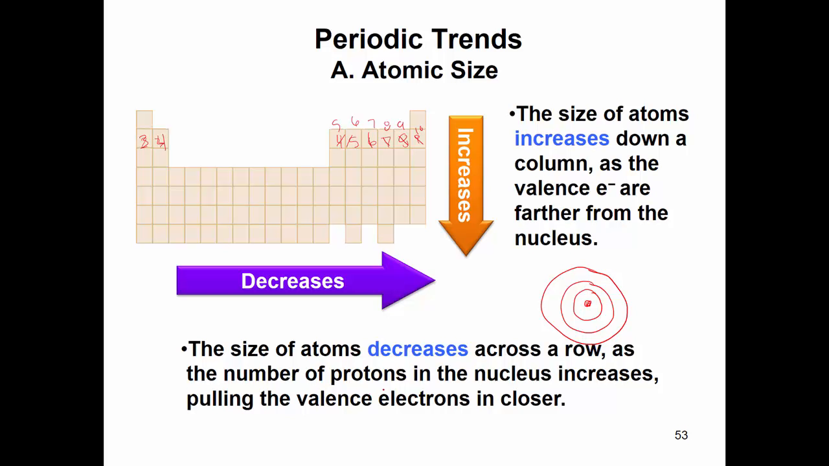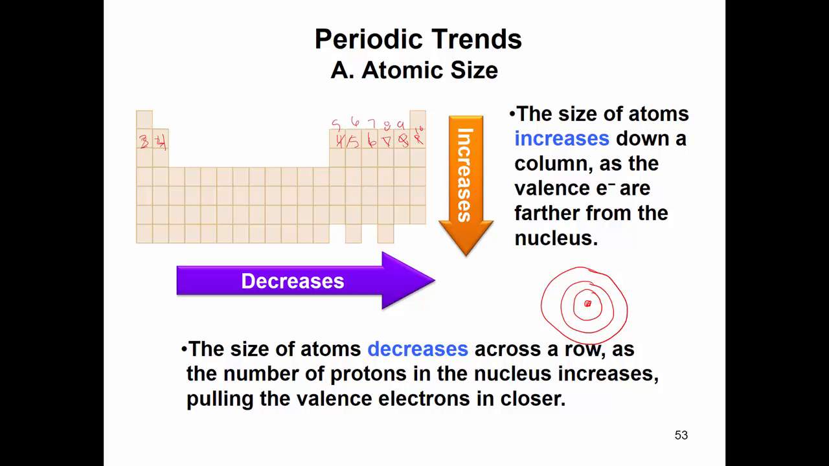So as your protons increase from left to right, okay, your protons are positively charged, and they're in the nucleus, but your valence electrons are negatively charged. So as you have more protons, you have more electrons, and so they pull each other closer together because positive and negative charges attract. And so instead of increasing in size, we decrease in size.